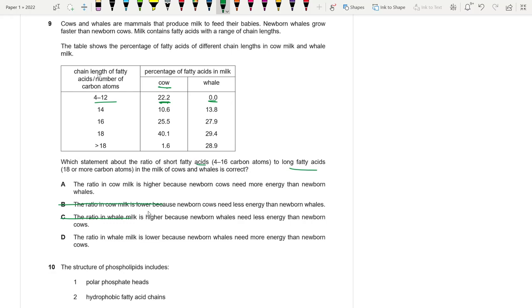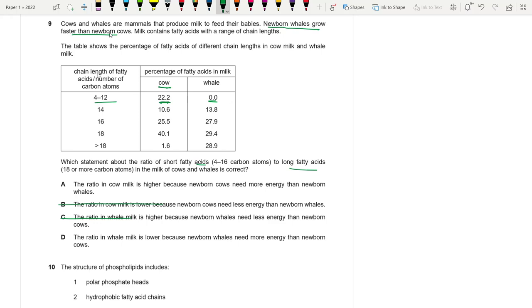Hopefully that makes sense. So A doesn't make sense. What about D? The ratio in whale milk is lower because newborn whales need more energy than newborn cows. Okay, so think about it. Newborn whales grow faster than newborn cows. They're obviously bigger in size, right? So they need more energy.